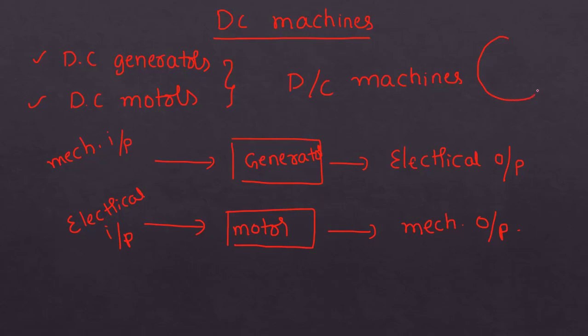For any DC machine we have a shaft and load terminals. If you are giving electrical input here and taking the output at the shaft, then this is a motor case. If you are giving the input to the shaft and taking the output from the electrical terminals, then that is the generator case. Since construction-wise everything is the same, and since they operate on DC supply, they are called DC machines. A common name is given.